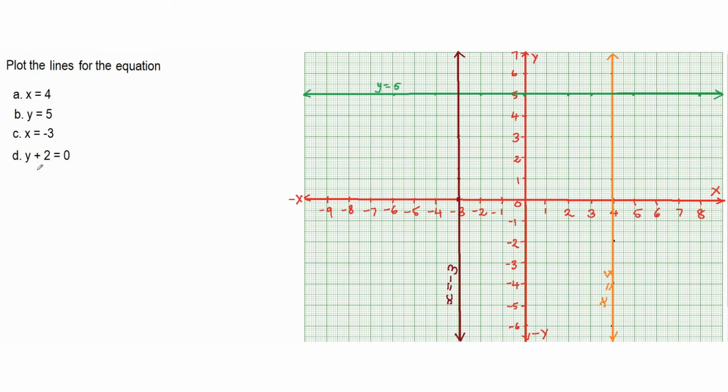And y plus 2 is 0. So if y plus 2 is 0, shifting the 2 to the other side, y equals minus 2.